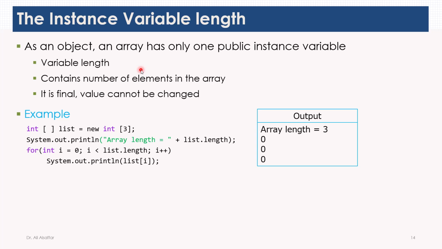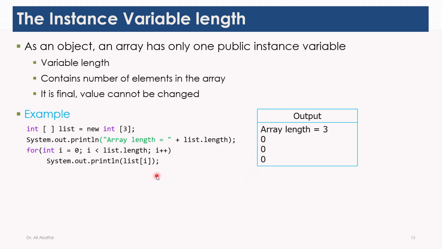Now we are coming back to our example, and this is how to print the values of the array list using the length instance variable in a for loop. We simply write list.length instead of writing a 3. We know that when you create an object of integers, the system will initialize all of these elements of the array to zeros. Therefore, the output of this code will print all zeros on the output screen.